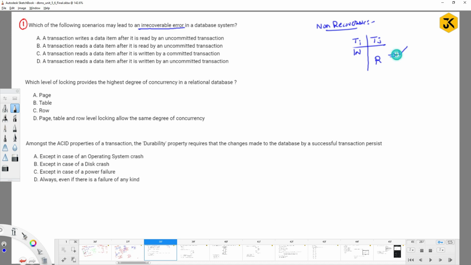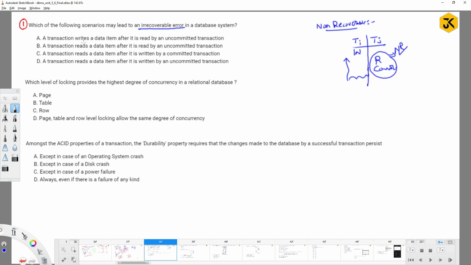Why is it non-recoverable? Because if Tj performs the commit operation and some failure occurs at Ti, what is going to happen? We cannot get back to the old state. We cannot recover to the earlier state. That is why it is called a non-recoverable state. So non-recoverable is equivalent to irrecoverable.